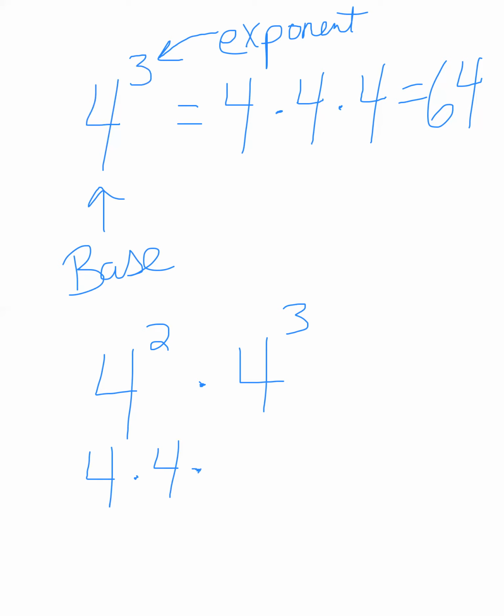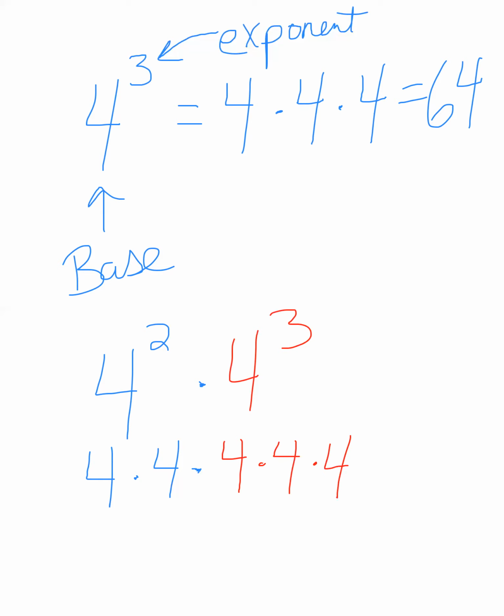You know what? I should do this in different colors. Hang on. Give me a sec. Let me put that 4 to the third back, but I want it in red. Okay. So if I have 4 squared and then I multiply by 4 to the third, 4 to the third is 4 times 4 times 4.